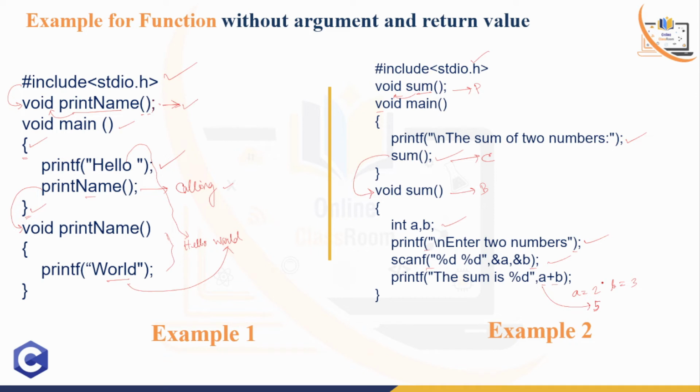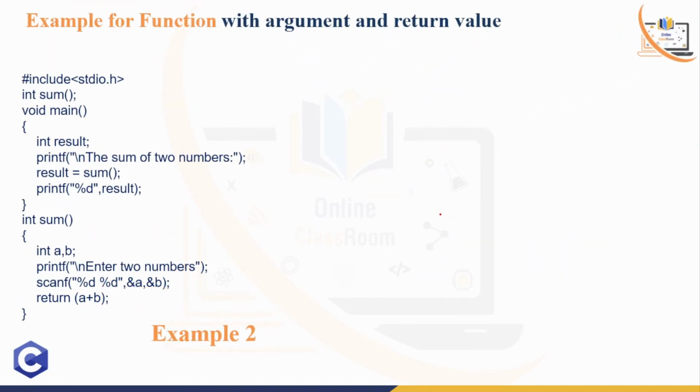So this is basically an example of a function without argument and return value. It means this particular function is without return, so each and every time void is there, and also in that function there is no argument as an input, right? But if we write the same code in a different way, suppose we want to add two numbers, but the same code without argument and with return value.